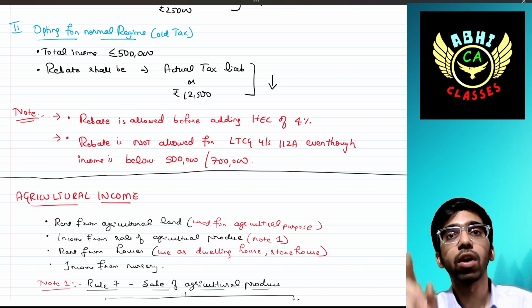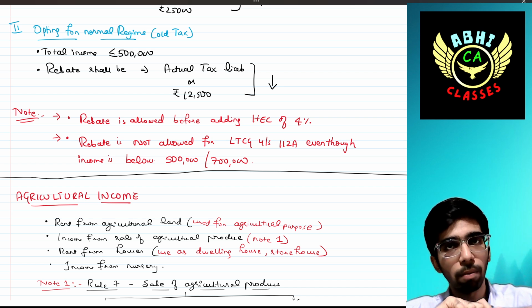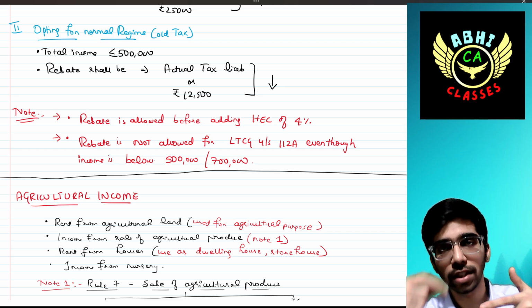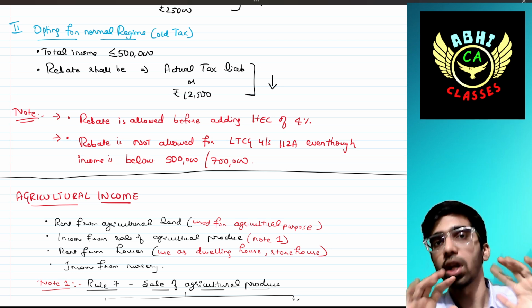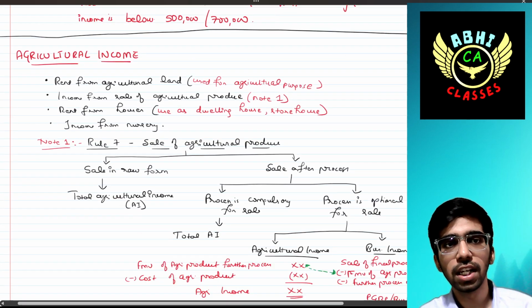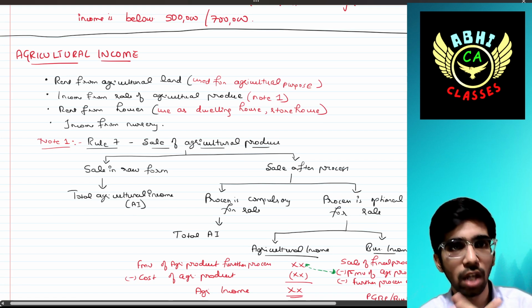The only exclusion for rebate is if an assessee is a non-resident, then rebate will not be applicable. If the assessee is having special income under section 112A, that is LTCG, then also rebate is not applicable. Remember? Understood? Super. Next, we will see the agriculture income. This will be the last portion of this chapter.